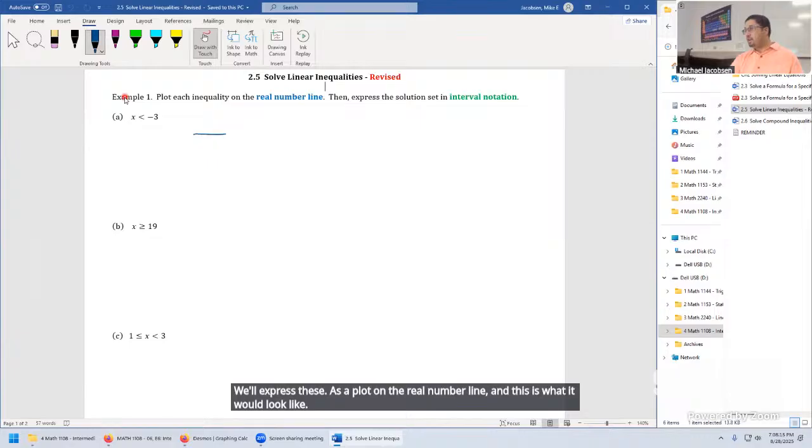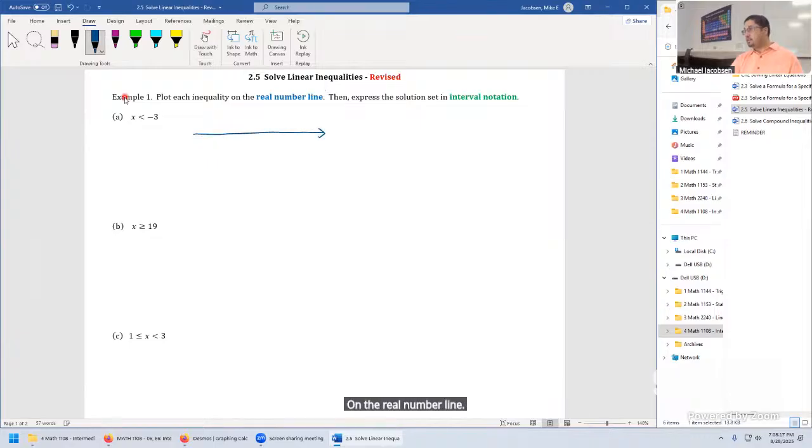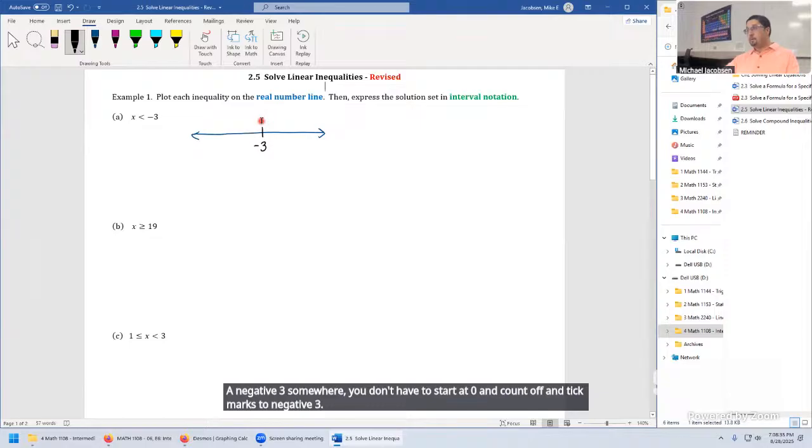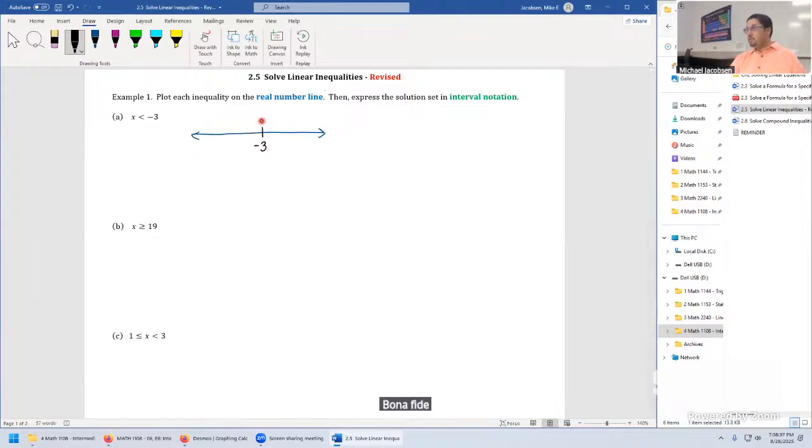On the real number line, the solution to an inequality that comes out as x less than -3, it would be plotted in this way. We would drop down a -3 somewhere. You don't have to start at 0 and count off tick marks to -3. You could just make that a bona fide location. And then we would look really carefully at what this is right here. This is a strictly less than sign, which means we would use an open circle right here at the -3.